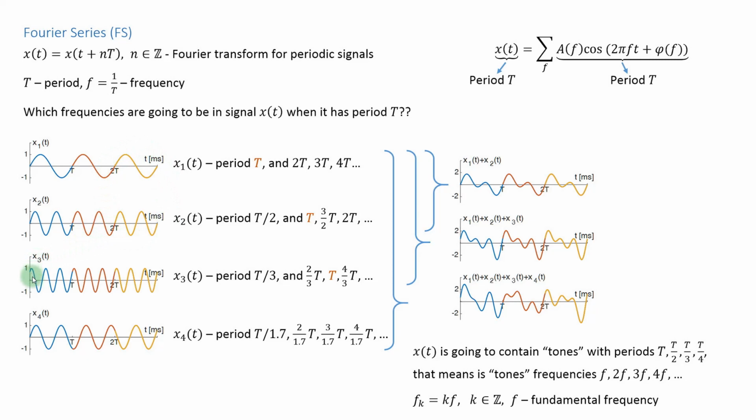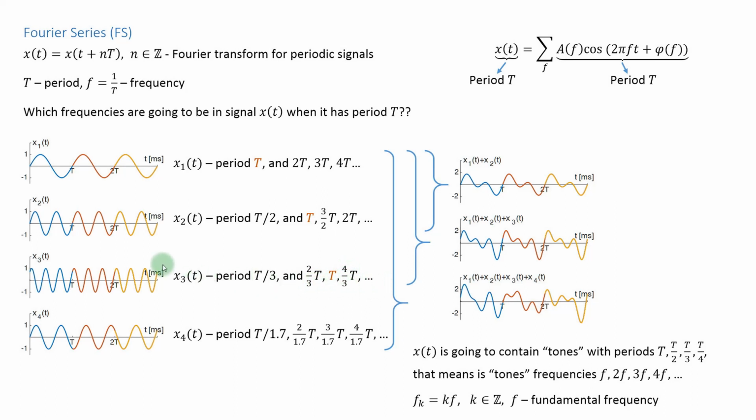The signal x3 is some phase-shifted sine wave which has the frequency 3 times higher than this signal. That means the period of the signal x3 is T over 3. But again, this is not the only period. This signal is also going to have the period 2 over 3 times T, T, 4 over 3 times T, and so on and so forth.